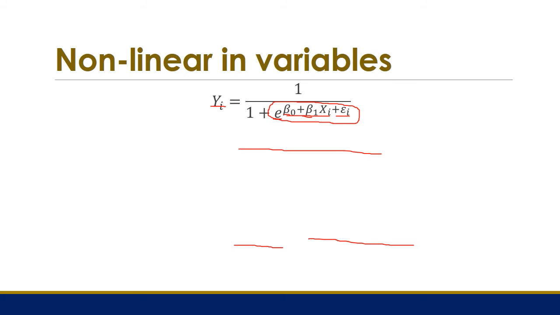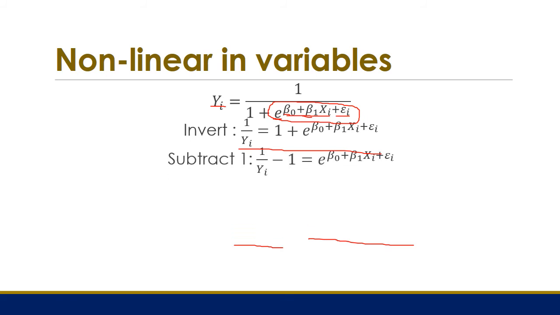If we want to transform this model, it may take a few steps. We start by inverting the model, so you take the reciprocal of yi, and this is what you get. Then you subtract 1 on both sides to end up with this model. After that, you simplify a bit on the right hand side, and put the left hand side at a common denominator.